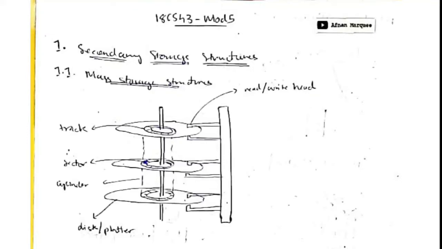Hello everyone, today in this video we'll be discussing the fifth module of operating system, and this module is divided into three parts. First one is about the storage, and second one is about the protection, and third one is about the case study which is about Linux. Okay, so let's get started from the first topic, which is the secondary storage.